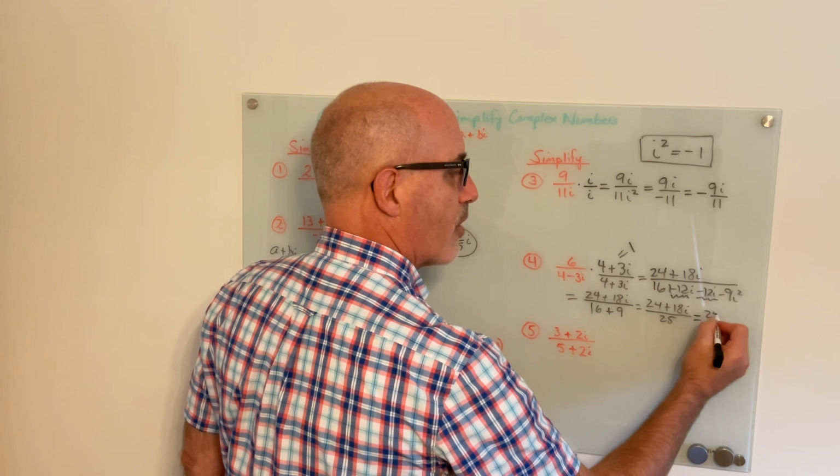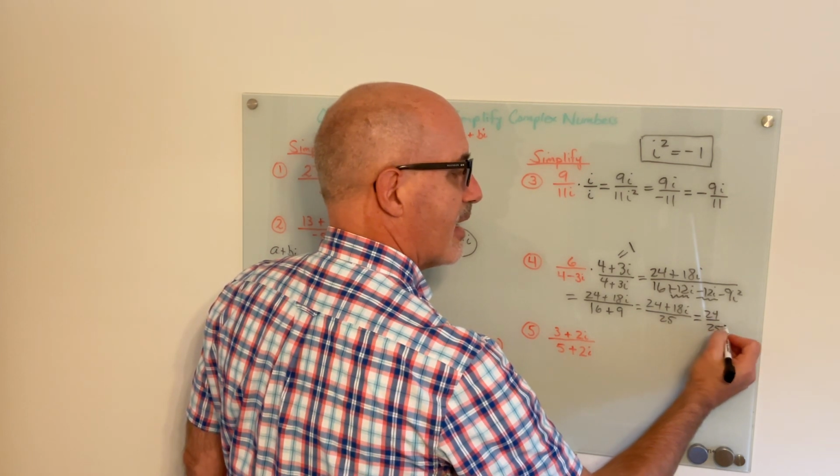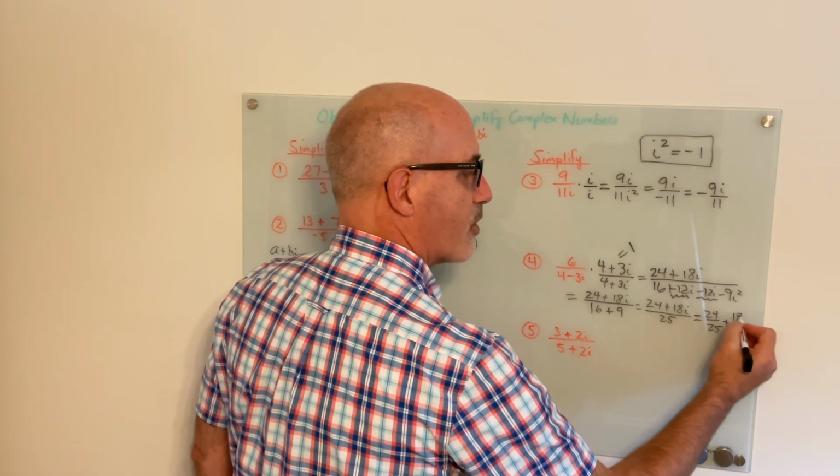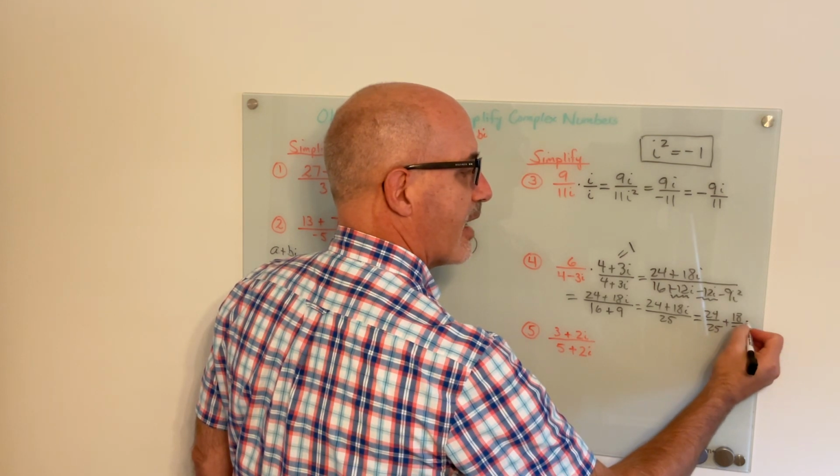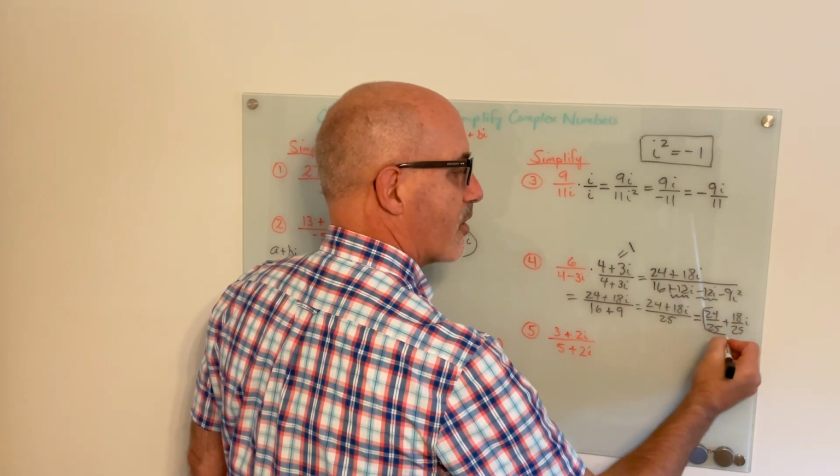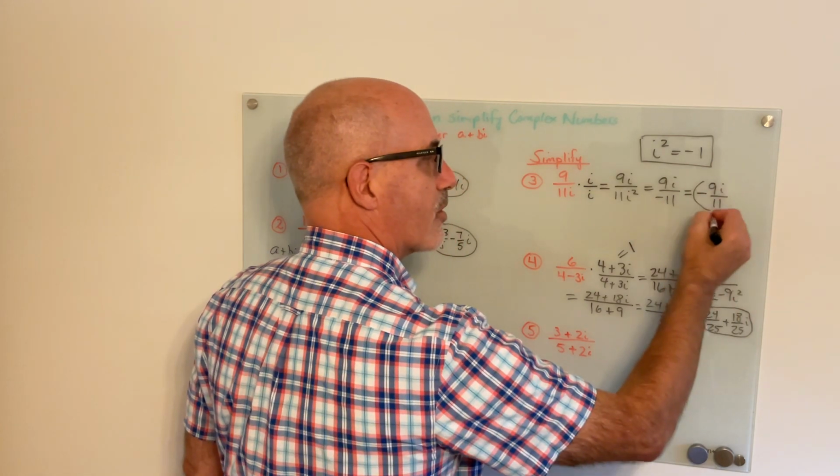So it's 24 over 25 plus 18 over 25i for my final answer. And I'll circle this one too.